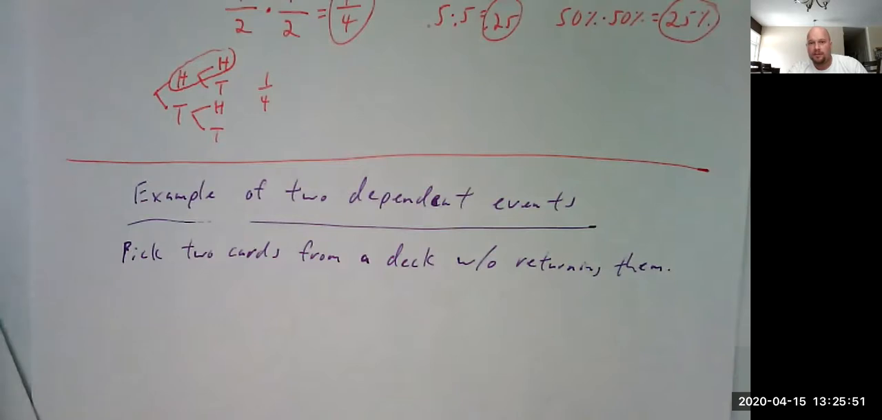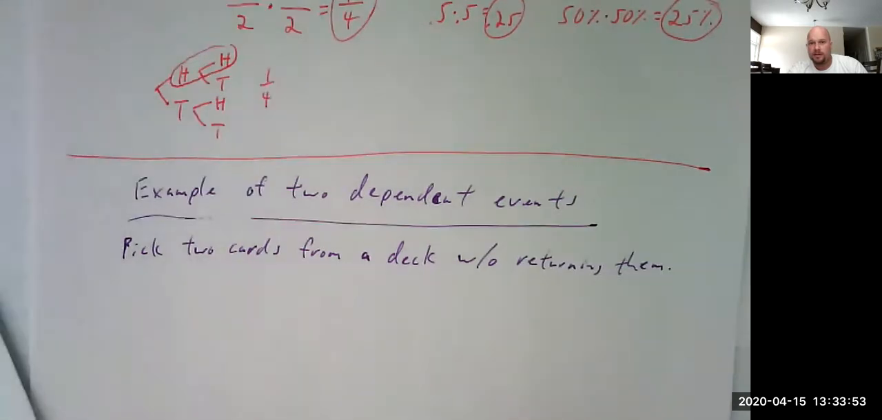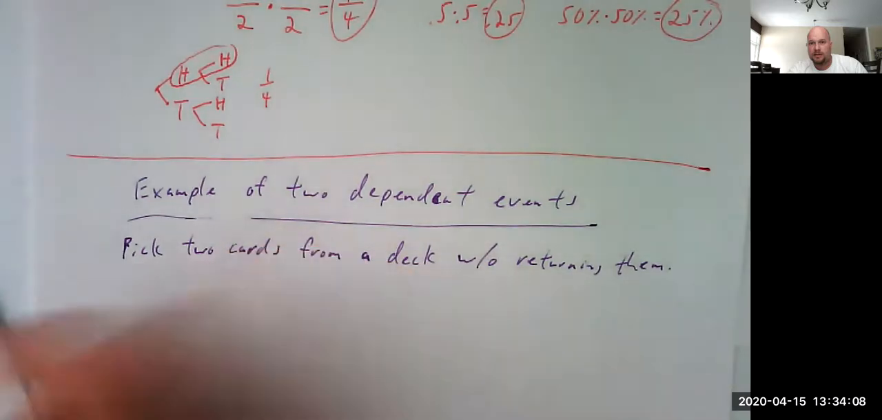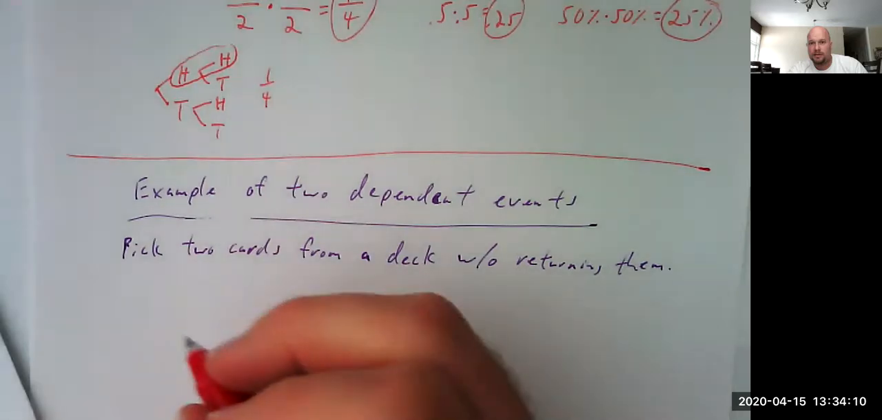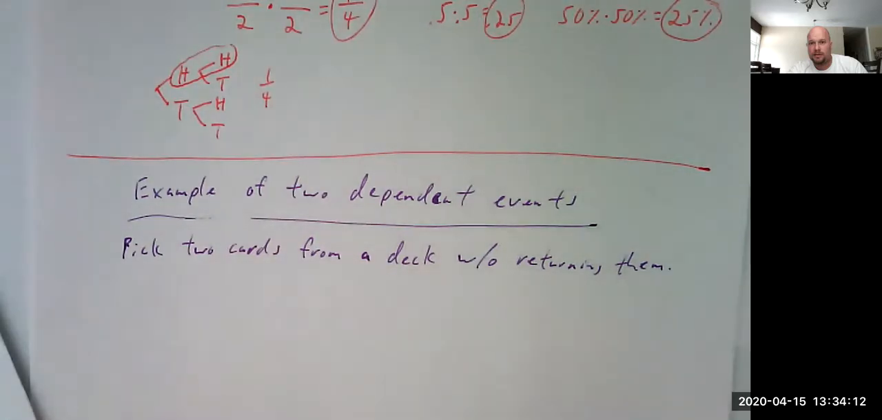Let me pause this just for a moment. All right, so picking up where we were, 2 cards from a deck without returning. So again, the number of cards is going to change for each one of the events. So let's look at 2 different problems. We have the first one. So we're doing this, but I'm going to ask, what is the probability of getting 2 hearts?